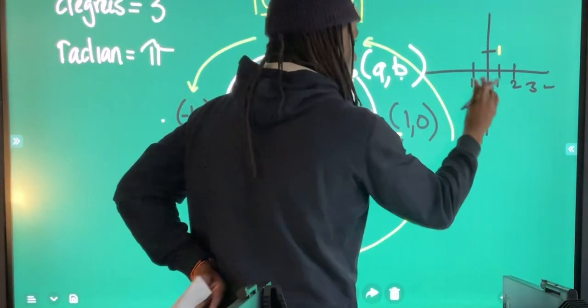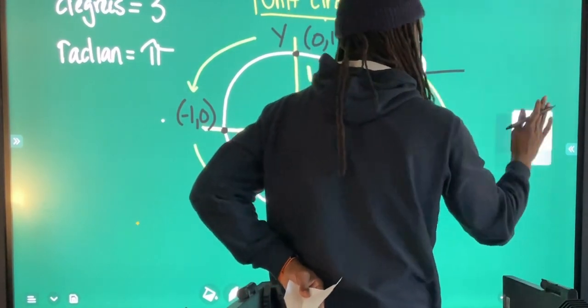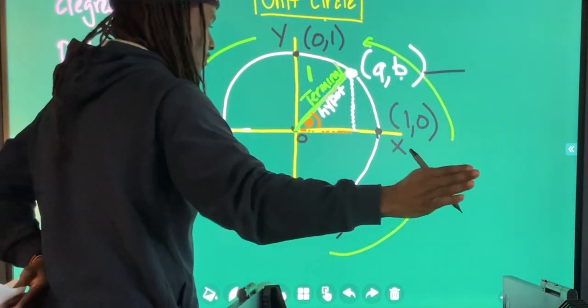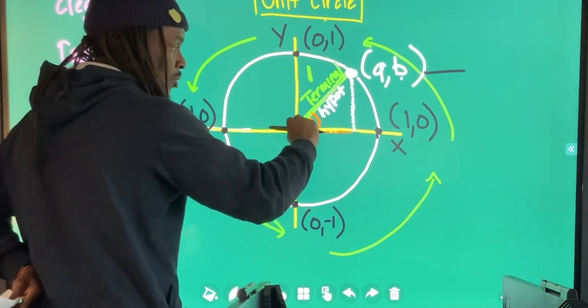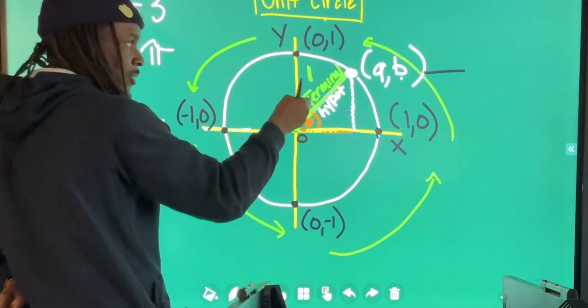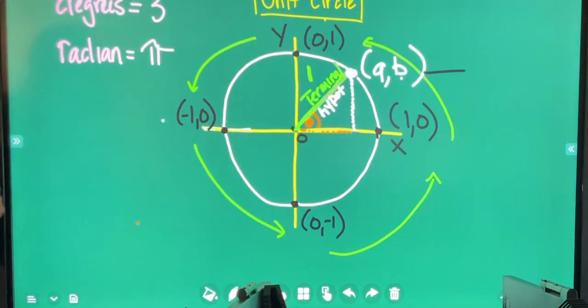Which one of these is your A? Wouldn't they all be one? No, stay with me. This is your x, right? So what if I was going x over the hypotenuse? What would you call that?